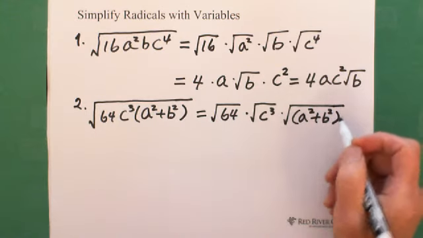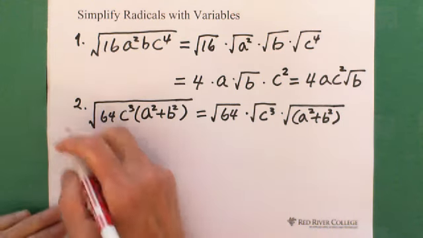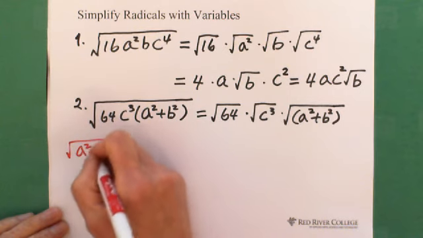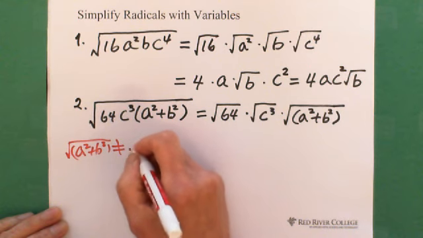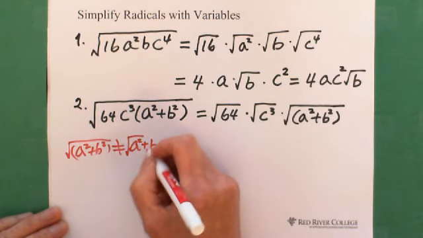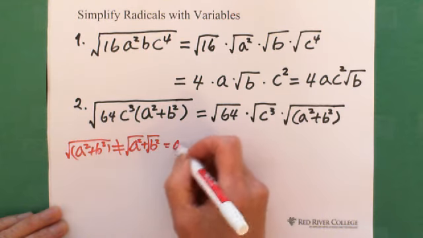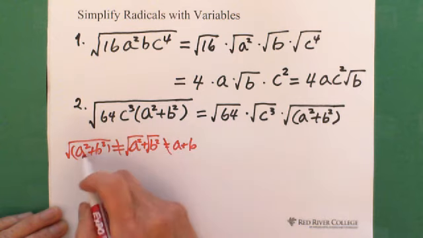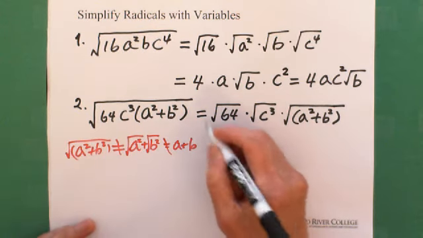A squared plus b squared cannot be separated into the square root of a squared plus the square root of b squared. No, you cannot do it this way. So I just say be very careful with this one. A squared plus b squared does not equal a plus b. No, not equal. If you could write it this way, you could equal a plus b, but you can't, because the plus means there are two terms, okay?